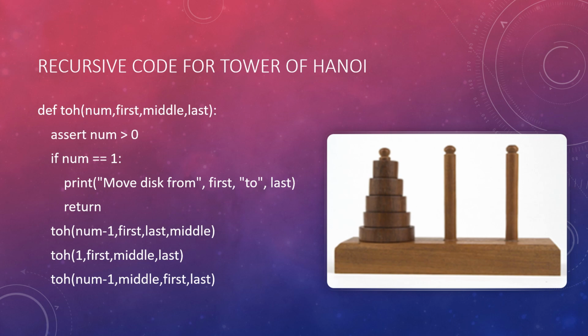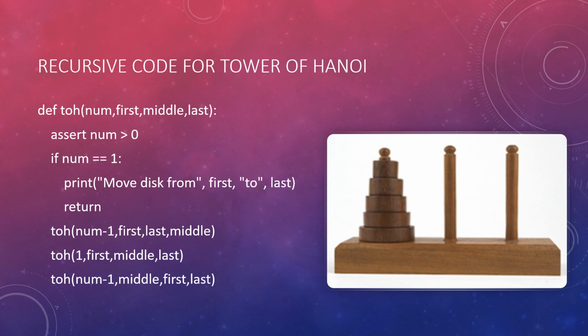So in the third last line, I have written TOH num-1. First, this is the source. Last, this is the helping. Middle, this is the destination. Then in the second last line, I have written TOH 1, first, middle, last. I am trying to say move one disk from the first peg to the last peg. This is actually step 2.